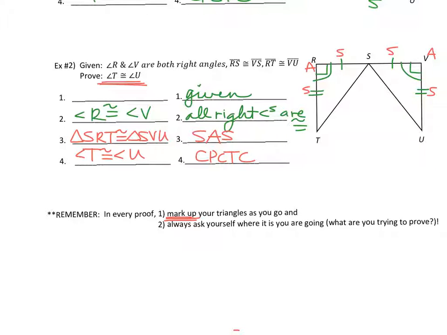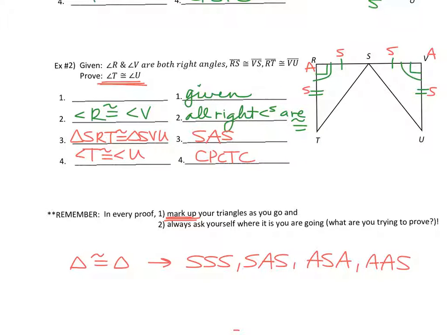Number two, you always need to know where you're going. So when you start a proof, look at what they're asking you to prove. If it's a triangle congruent to a triangle, it is going to be SSS, SAS, ASA, or AAS, okay? If they say segment congruent to segment or angle congruent to angle, what's it going to be? CPCTC, because you're proving parts of a triangle, not triangles themselves, okay?